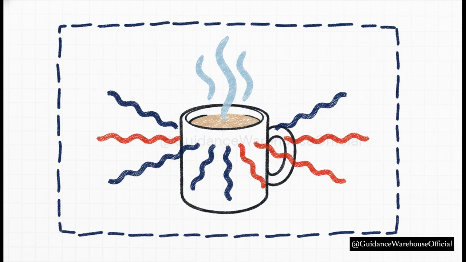So our updated formula for net transfer becomes Q net over t equals sigma times e times A times the quantity of T2 to the fourth power minus T1 to the fourth power. T1 is the object's temperature, and T2 is the environment. If the environment is hotter, net heat flows in. If the object is hotter, net heat flows out.